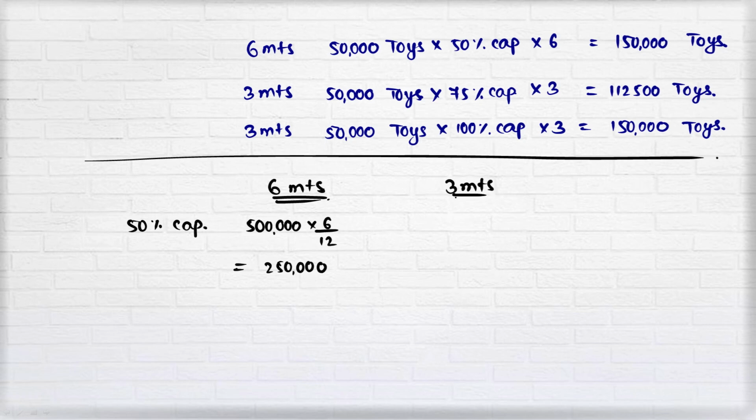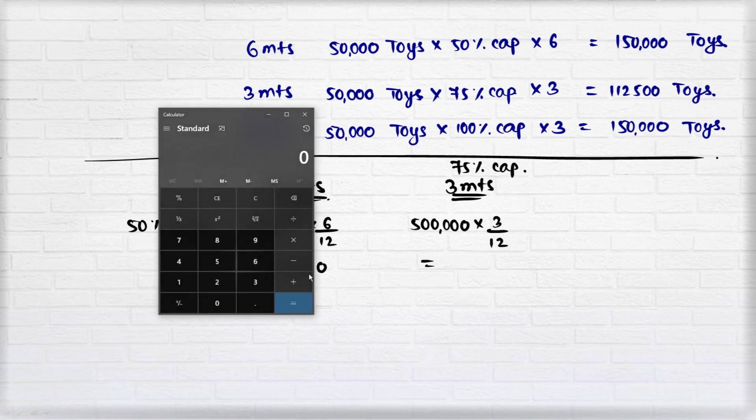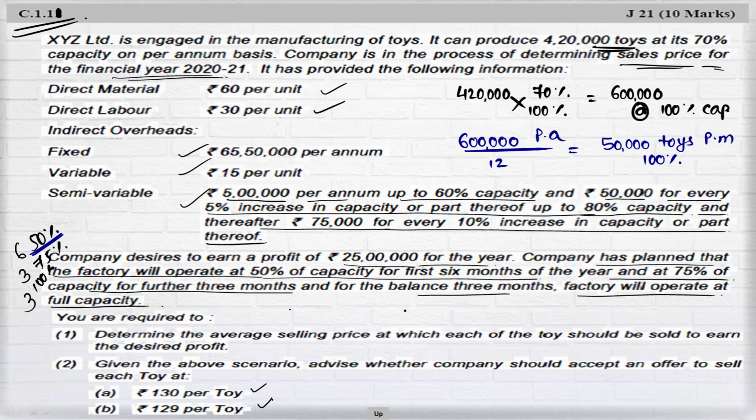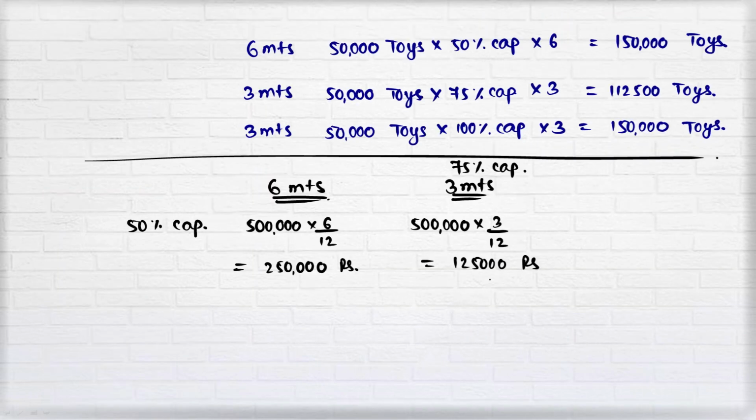Next 3 months, I am working at 75% of capacity. And I will incur this 5 lakhs into 3 divided by 12, ₹1,25,000. Up to what capacity level? Up to 60% of capacity, it remains 5 lakhs. Up to 60% of capacity.